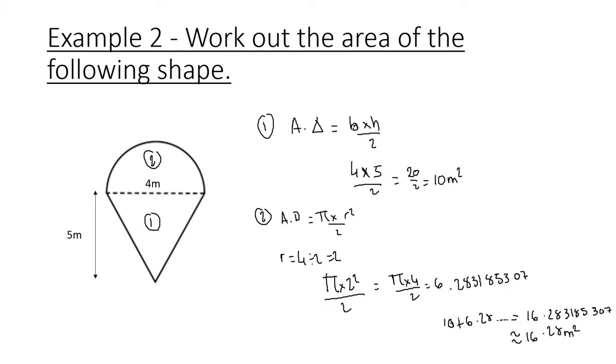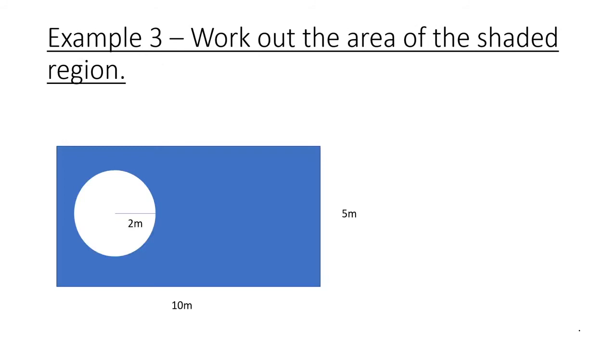Next example, this one's to do with a shaded region. This is slightly different. So far what we've done is we've been adding our areas together because they've been two separate shapes that have been attached. In this instance, we have an area where we need to find the shaded area, which in this picture is the blue area, but we have a circle that's being cut out.